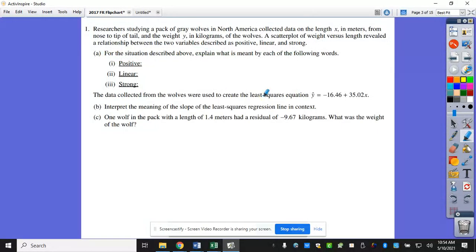So now let's actually look through them. I'm not going to answer all of them, but we can talk about them enough. Sullivan and I were very surprised when we saw this problem because we've never seen a problem asked this way. If I ask you about a least squares regression line, and I ask you, do you know what it means to be positive, strong, and linear?